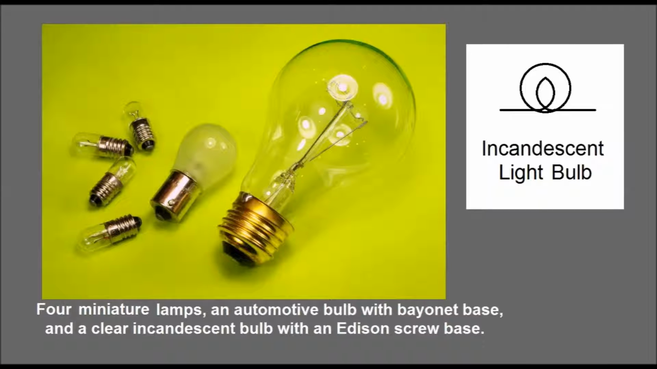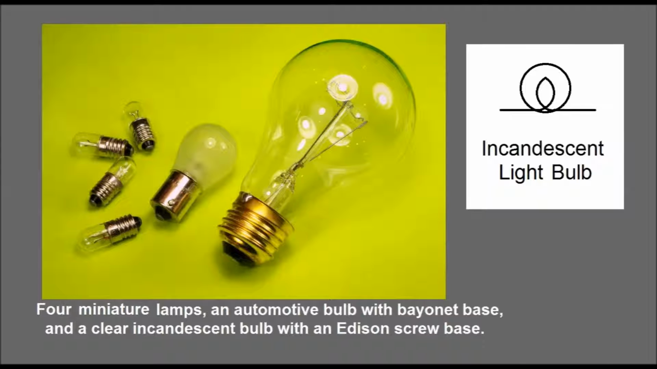This slide shows the classic incandescent light bulb with a tungsten filament. These are largely being replaced by fluorescent bulbs, or better still, LED lamps. The newer LEDs give a very nice quality of light, and they're much more energy efficient than incandescent bulbs.